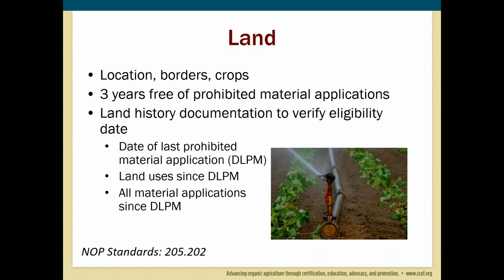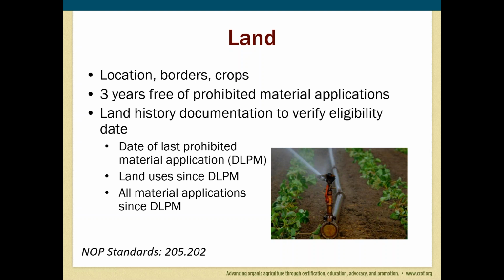Then you're going to need to provide land history documentation to establish the eligibility date of the parcel. So that date is 3 years following the last prohibited material application date. You can see an acronym here in the slide, DLPM, date of last prohibited material application. That's a shorthand we use at CCOF to talk about the date of the last prohibited material application.